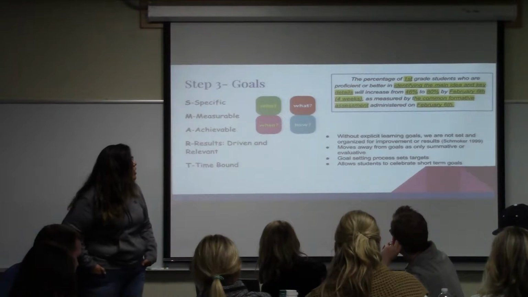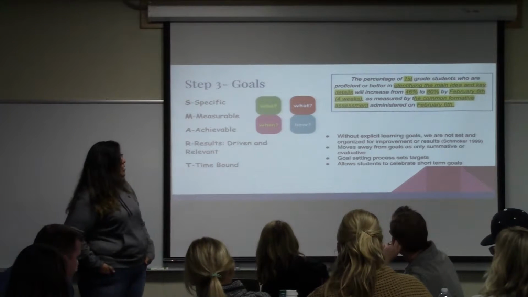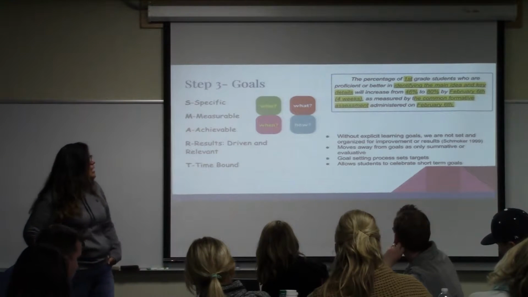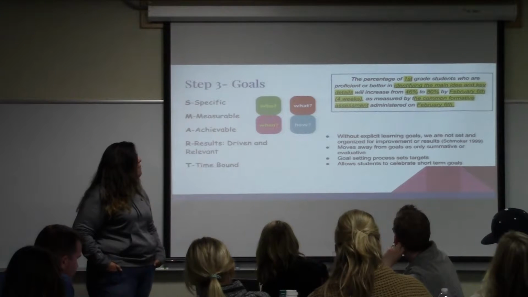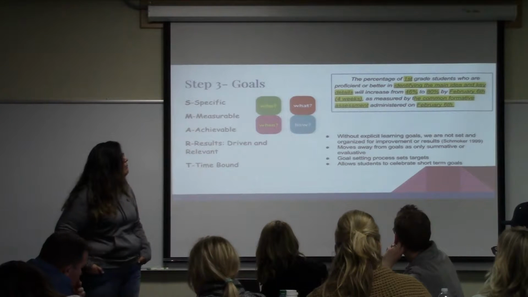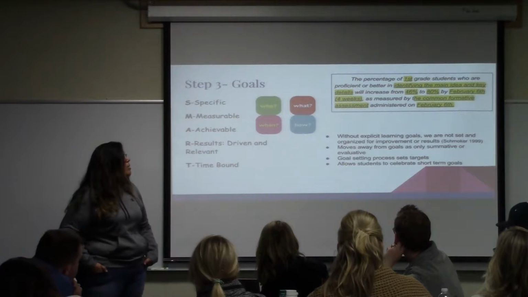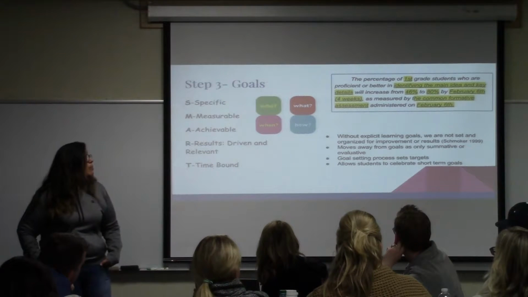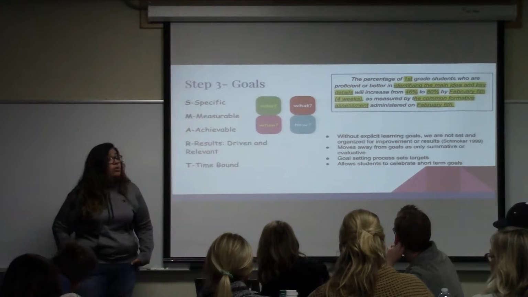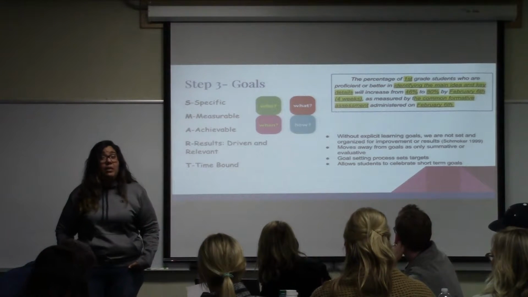We had a first grade PLC, and this is an example of their SMART goal. The percentage of first grade students, who are proficient or better in what, identifying the main idea and key details, will increase from 46% to 80% by when? February 6th, which is 4 weeks, as measured by how? The common formative assessment administered on February 6th. So it answers all the questions: who are the students, what do you want them to know, by when, and how are you going to determine that they met the goal.